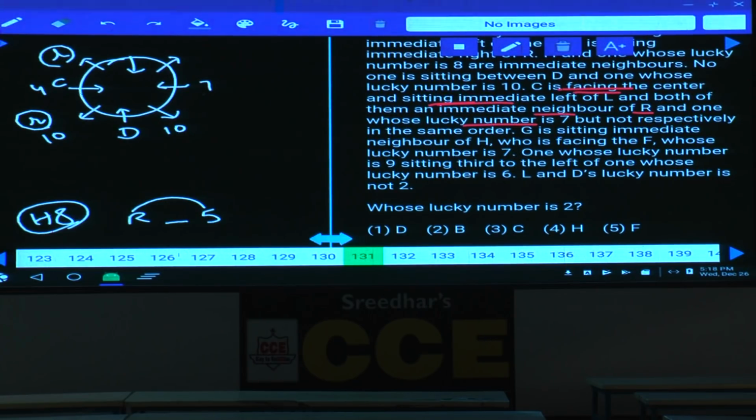Where did F come from? F is not there at all. No one is seated between D and the one whose lucky number is 10, we have taken that. C is facing the center and sitting to the immediate left of L. The immediate left of L is there, and neighbor of R next, and one whose lucky number is 7. R and the one whose lucky number is 7.